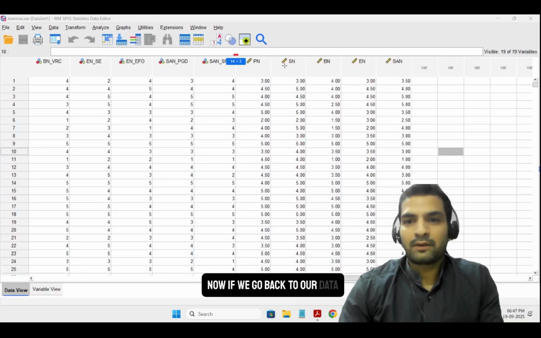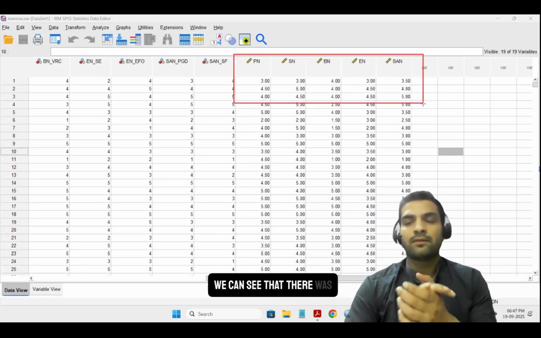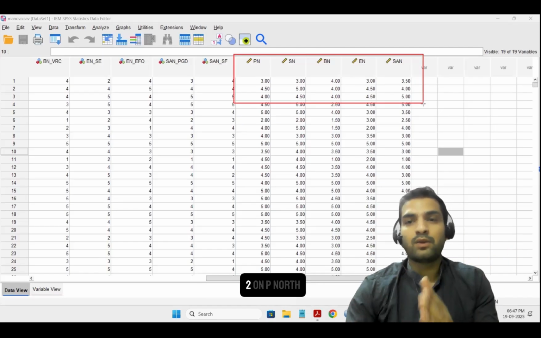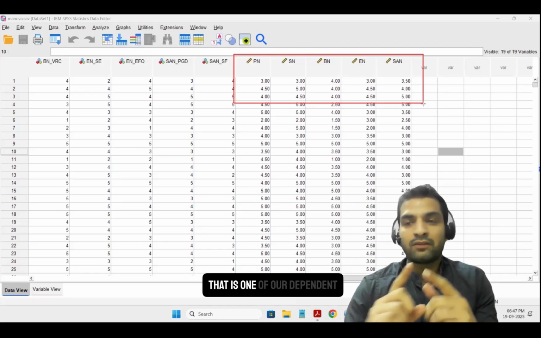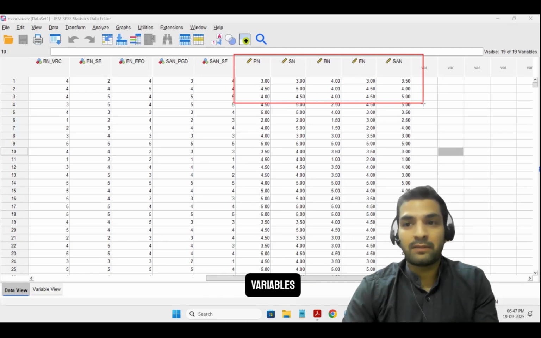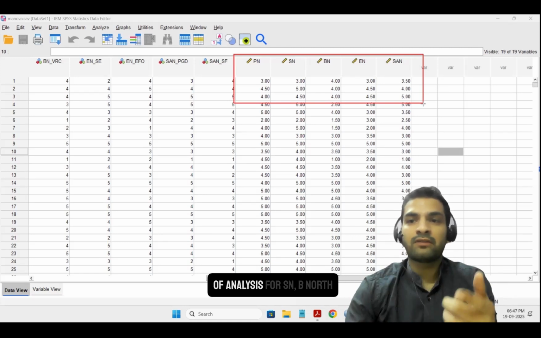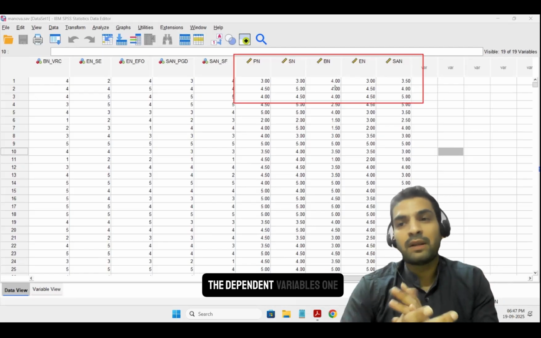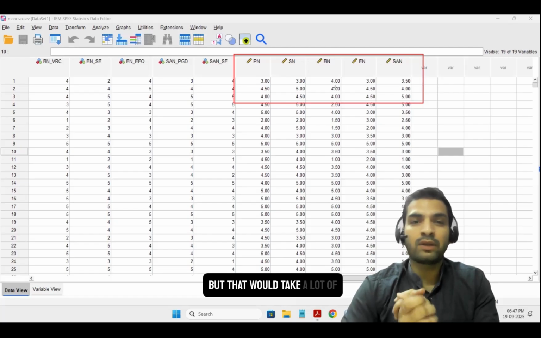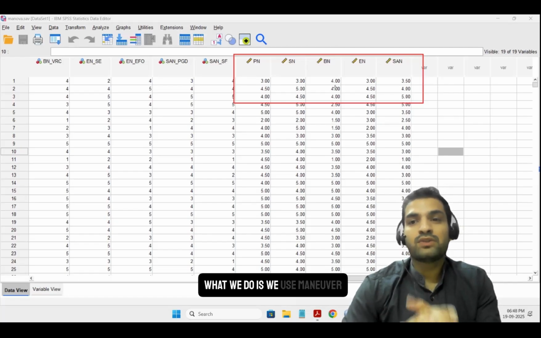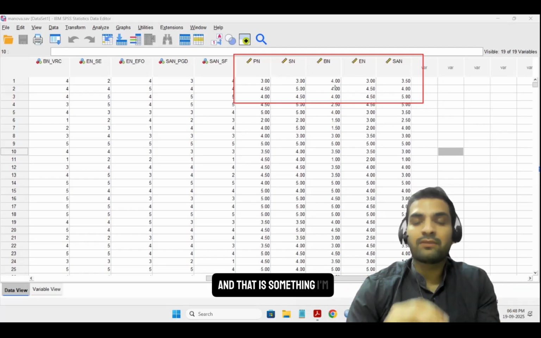Now, if we go back to our data, we can see that there was no significant impact of independent variable 1 and 2 on PN. That is one of our dependent variables, but we have 4 more dependent variables. Now we can do the same kind of analysis for SN, BN, EN, and SAN, for all of the dependent variables one by one, but that would take a lot of time. So to resolve that issue, what we do is we use MANOVA, and that is something I'm going to show in the next video.